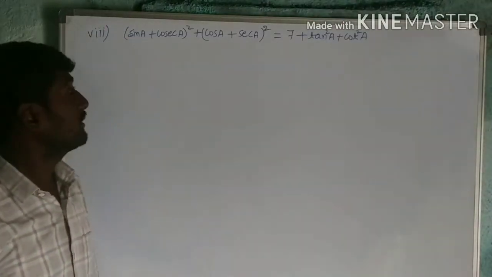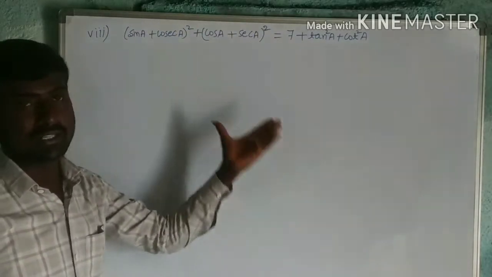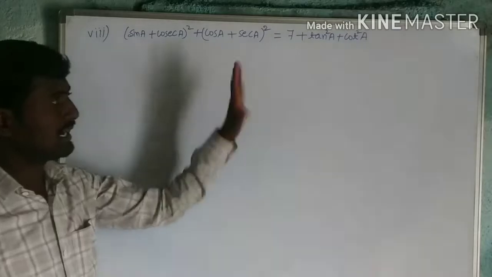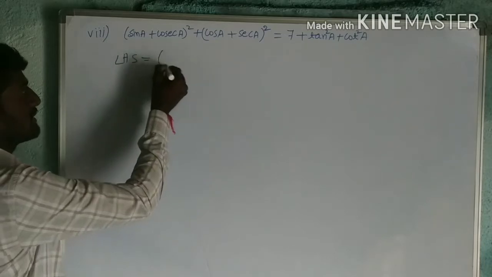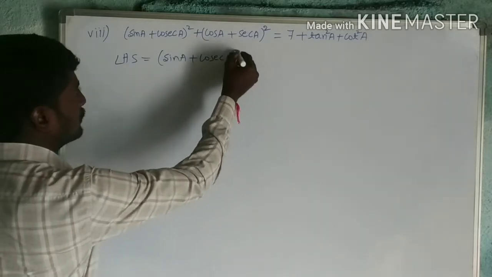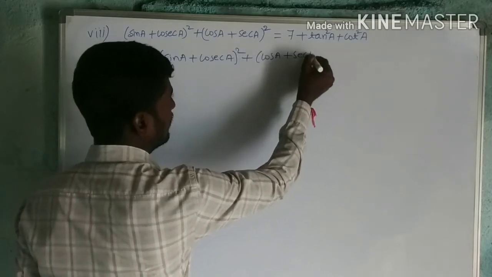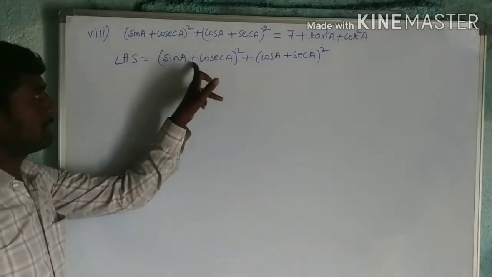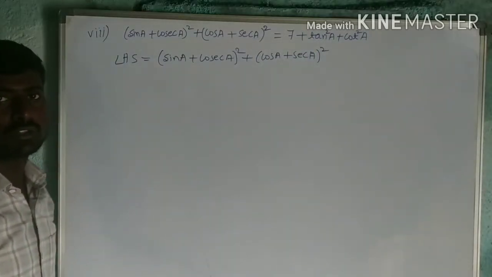Then next question, sin A plus cosec A whole square plus cos A plus sec A whole square is equal to 7 plus tan square A plus cot square A. We have to prove RHS. Now let us take LHS first. LHS is equal to, given value I will take, sin A plus cosec A whole square plus cos A plus sec A whole square. Now this is of the form A plus B whole square, and this also A plus B whole square. Let us apply A plus B whole square formula here.